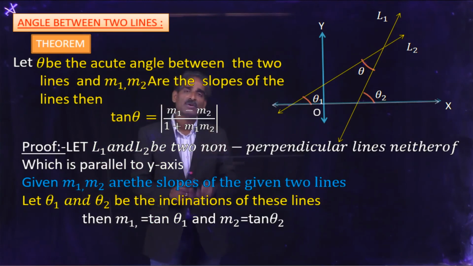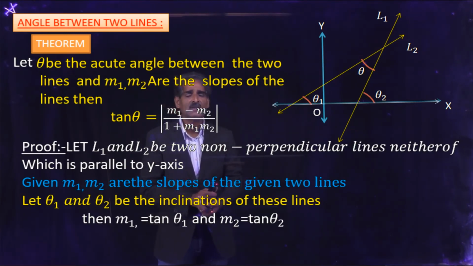Okay, and we are given that M1, M2 are the slopes of the lines. If the slopes are there, there must be some inclinations. Let us consider theta 1 and theta 2 are the inclinations. If theta 1 and theta 2 are the inclinations, tan theta 1 and tan theta 2 are the slopes. So let us take tan theta 1 equal to M1 and tan theta 2 equal to M2.